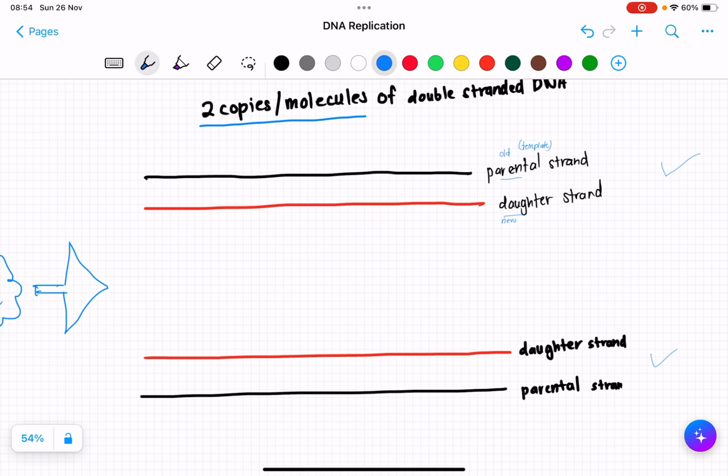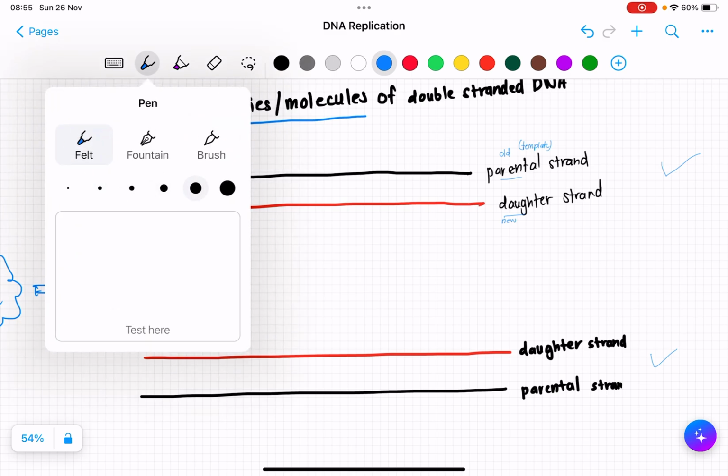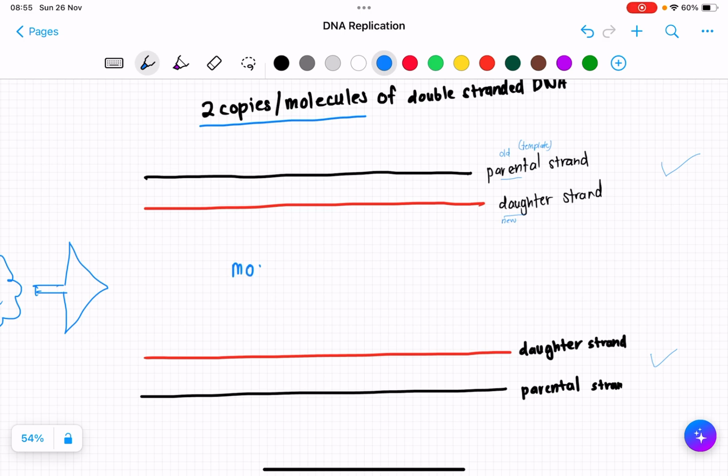Sebabkan proses ini, model untuk DNA replication kita panggil model adalah semi-conservative. Semi-conservative replication. Why? Kenapa dia semi? Because one strand adalah parental strand and one strand adalah daughter strand. Sebab tu dia semi. Semi tu half. Maksudnya satu strand yang old, parent, satu strand yang new, daughter.